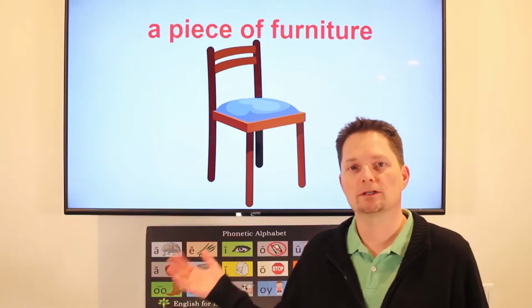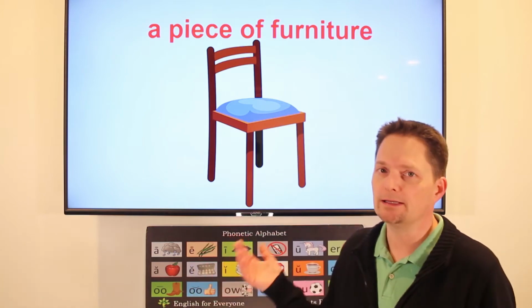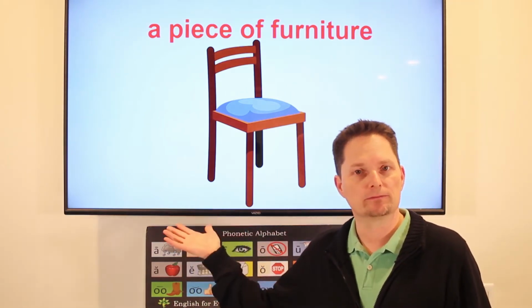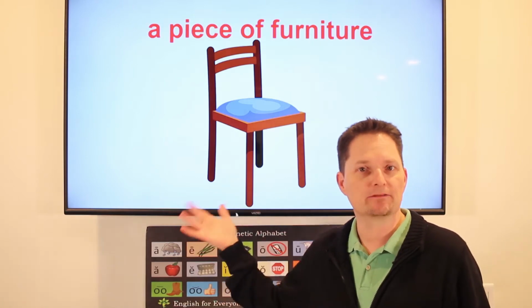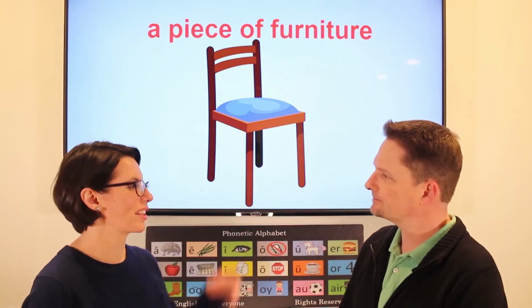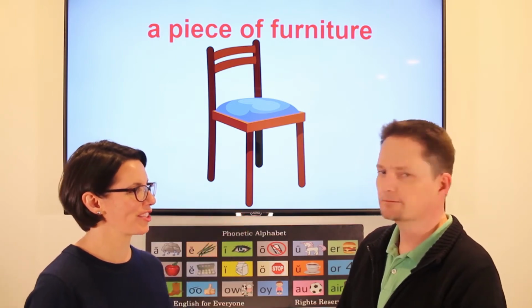Very good. Furniture is not countable, but if you really need to count it, you can say a piece. This is a piece of furniture. This is an expensive piece of furniture. Is this an expensive piece of furniture? Yes, this is an expensive piece of furniture.